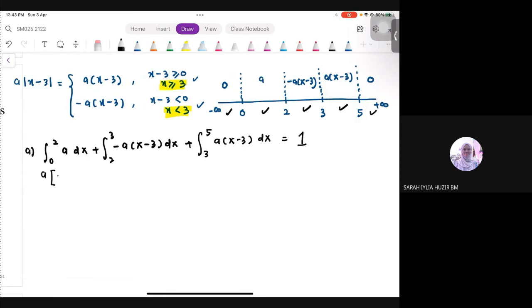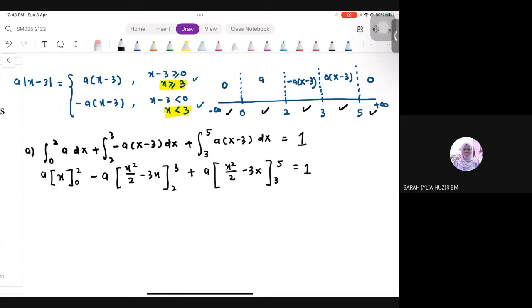Careful kat situ. Okay, first one, integrate A, we get AX. Second one, x minus 3. So, we have x squared over 2 minus 3x. This is from 2 up to 3. And then for the third function, it's also the same, x squared over 2 minus 3x. But this is from 3 up to 5.